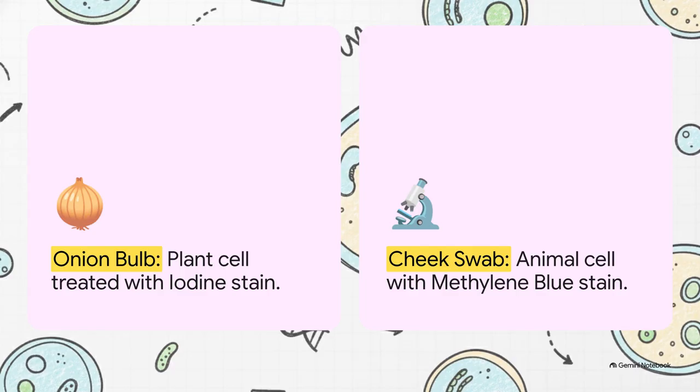But here's a crucial tip. Cells in their natural state are mostly clear and completely transparent. If you just put them under a lens, you won't see a whole lot. That is exactly why we have to add a drop of stain, like iodine for the onion or methylene blue for the cheek cell. These stains give color to the specific parts of the cell, allowing those tiny organelles, especially the nucleus and the cell wall, to really pop and become visible to the human eye.